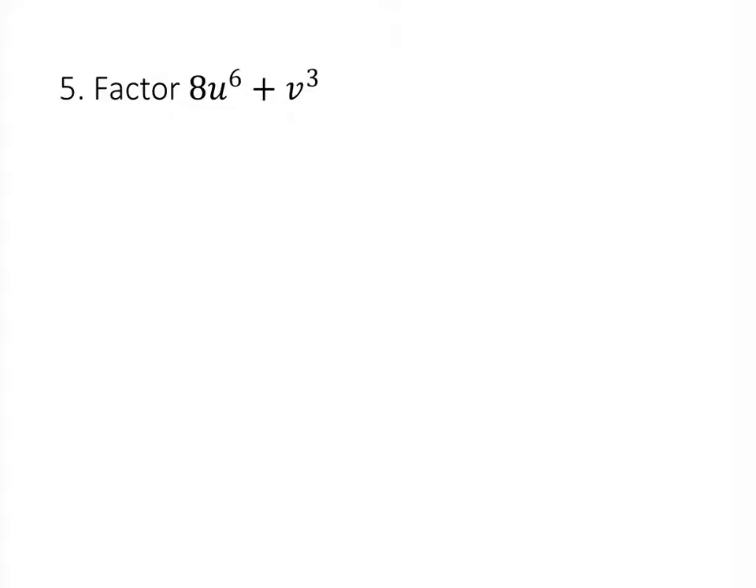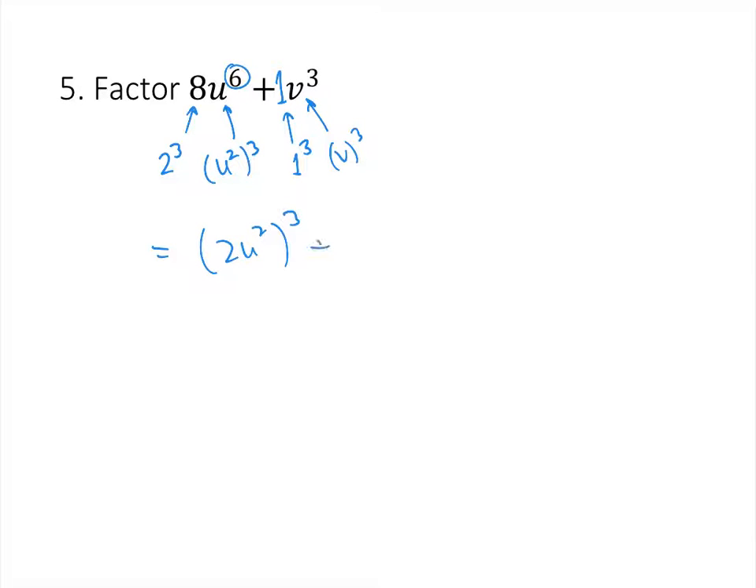Here we have a sum of two cubes, so the coefficient of u to the 6th here, 8, that's 2 cubed. And u to the 6th, because that power is divisible by 3, that's a cube, that's u squared cubed. The coefficient of v cubed is 1, so we can think of that as 1 cubed. And v cubed is, of course, v cubed. So this expression is 2u squared cubed plus v cubed.